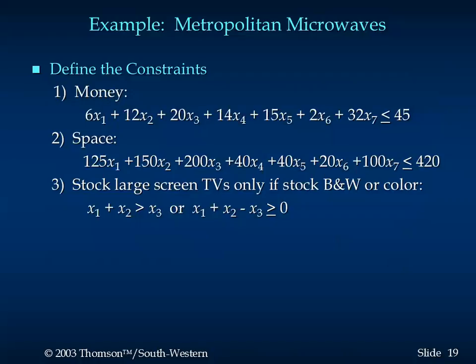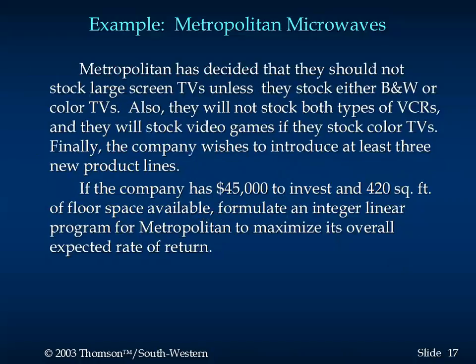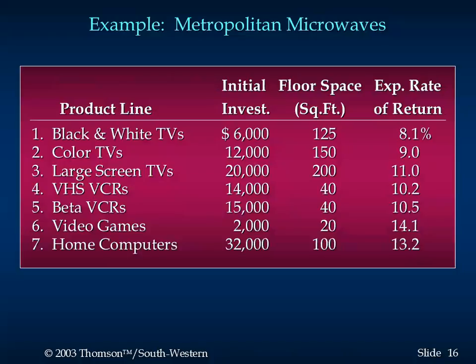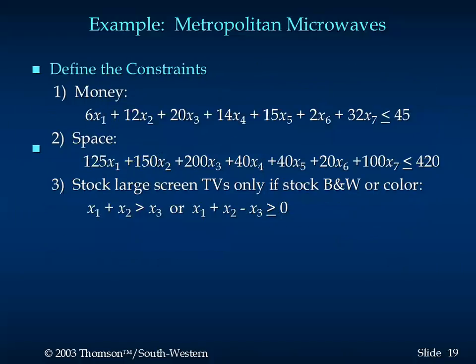Now, floor space. What about the floor space? Well, we have 420 square feet available, and these are the requirements: 125, 150, 200, and so on. So the total floor space used up should be less than or equal to 420. 125x1, 150x2, and so on.